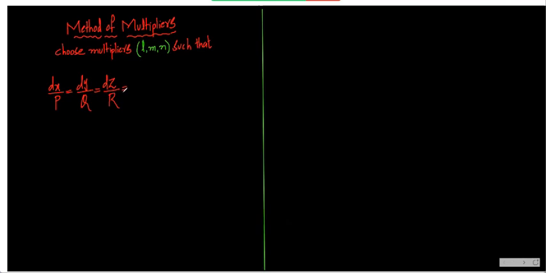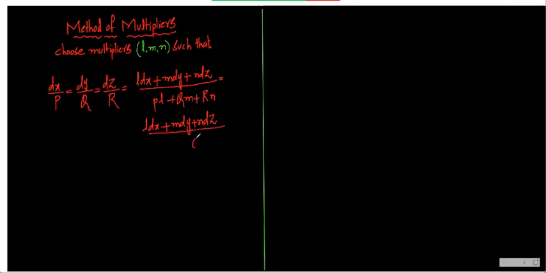if you choose the multipliers as L, M, N, then (L dx plus M dy plus N dz) by (PL plus QM plus RN), which is also equal to (L dx plus M dy plus N dz) by 0.